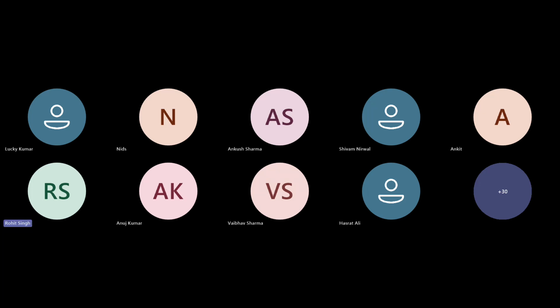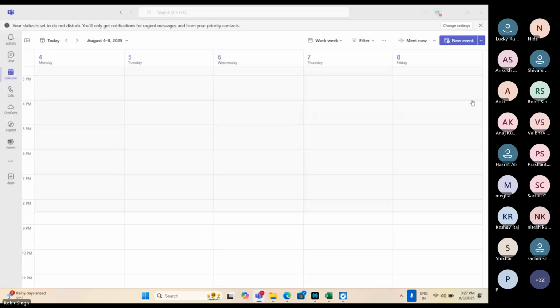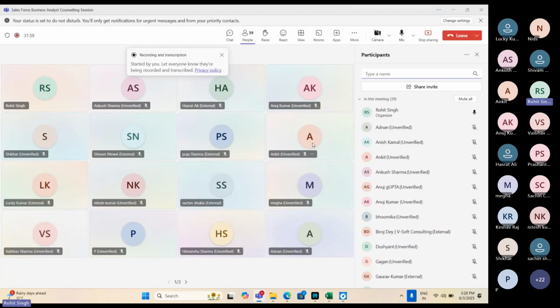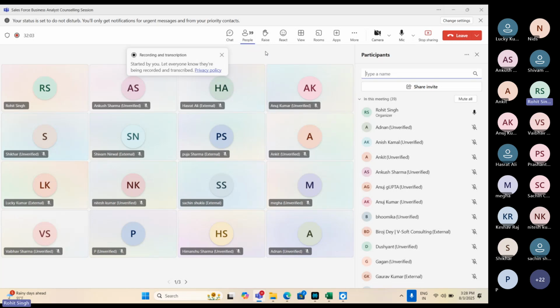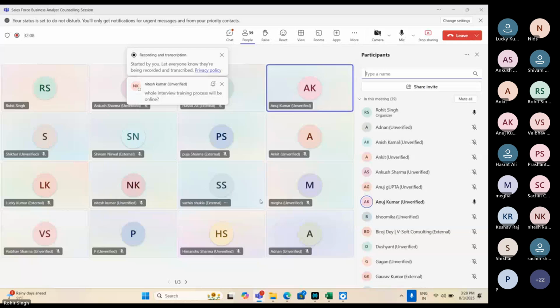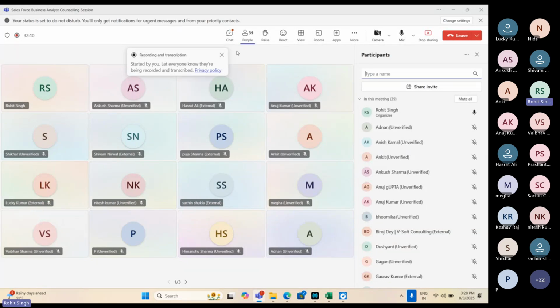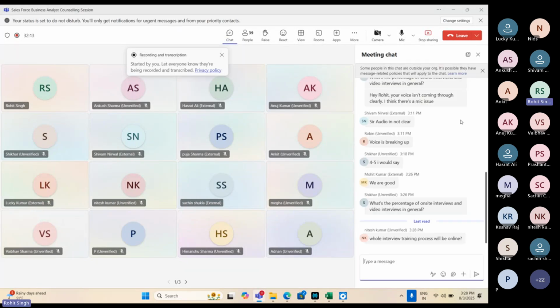ठीक है. So I will be sharing my screen now. Okay. I hope my screen is visible. Yes, guys, you can see my screen, right? Yes, it is. Yes, Nitish, the interview process usually happens online, the complete process. And the interview training process from my side also, the complete training process is online, bhai. I just told you. Okay.